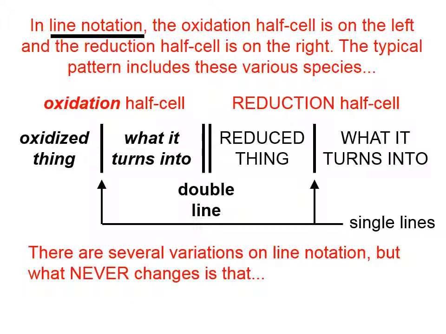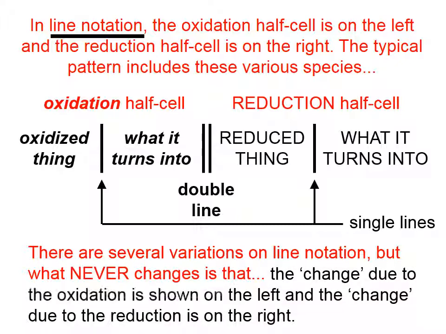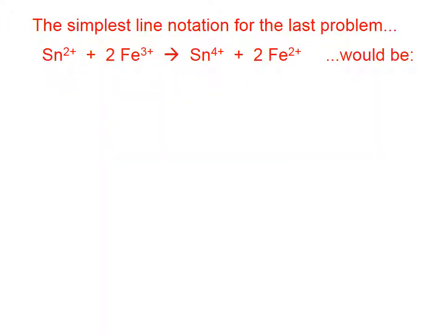There are several variations on line notation, but what never changes is that the change due to the oxidation is shown on the left, and the change due to the reduction is shown on the right. Occasionally you'll see something in line notation that has more than just these 4 things, and we'll explain that as we go on. The simplest line notation for the last problem, which involved this balanced equation, would be the following.